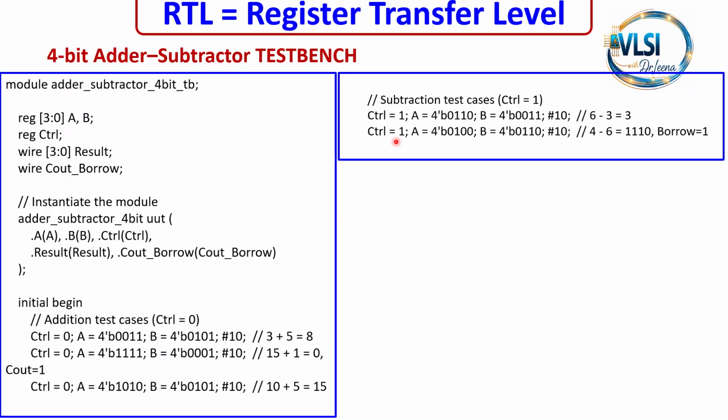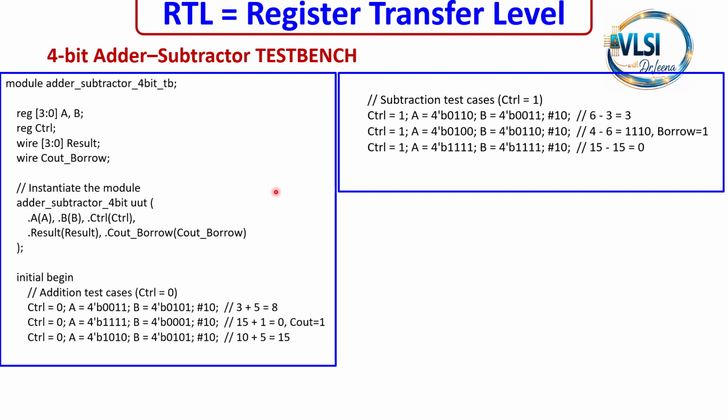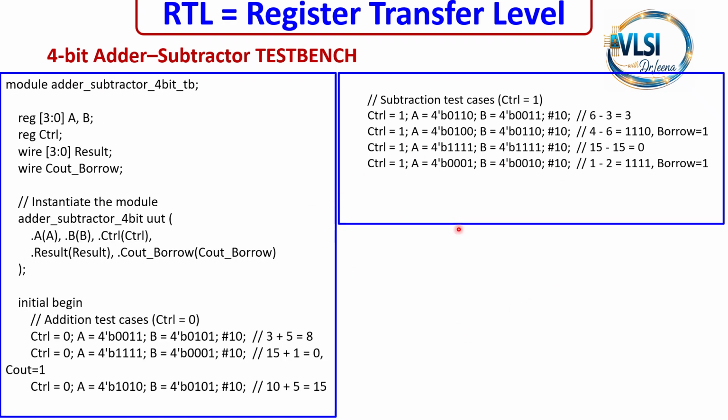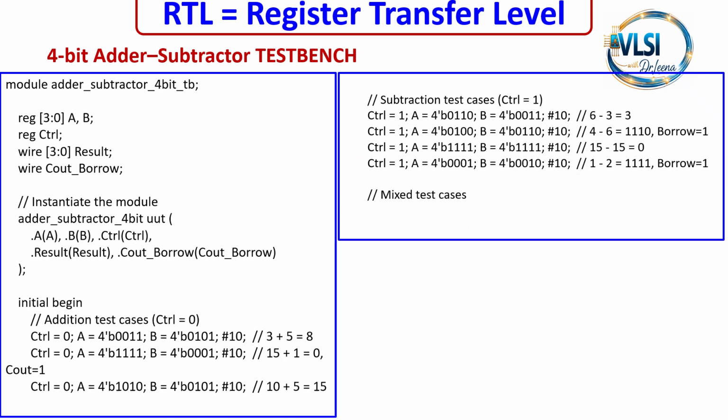And the next test case, control equal to 1, A is equal to 4 and B is equal to 6. And then it is waiting for 10 time unit and performing the operation of next test case. Look at this. Similarly, it does different test cases, and then we also give test cases for mixed. That is, here we separately gave addition and separately gave subtraction. Here we will be giving both addition and subtraction. That is, one case we will be giving addition and the other case we will be giving subtraction.